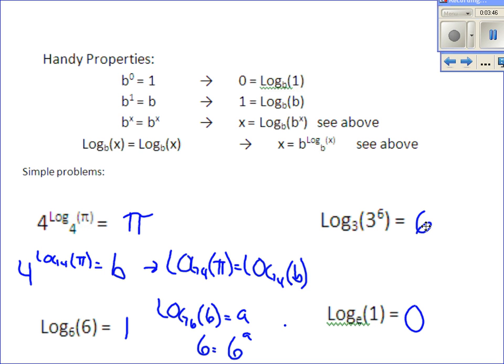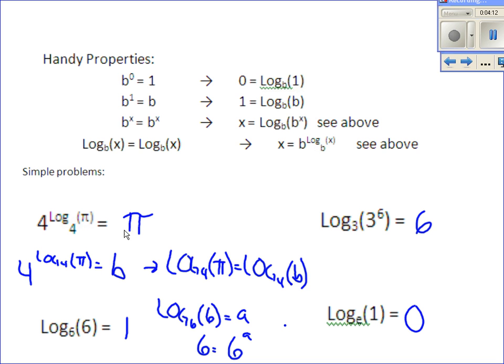I know it has to equal the 6. But another way to think about these, like this one here, log base 6 of 6 equals 1, is true by my second property here. But I could also take this and say log base 6 of 6 equals some number a. Rewrite it in exponential form, and I've got 6 equals 6 to the a, and from that I can tell a has got to be 1. And so I get the same result.